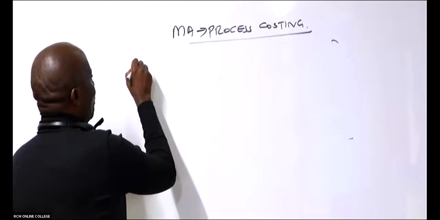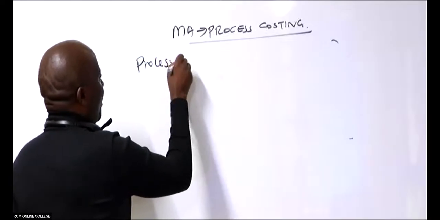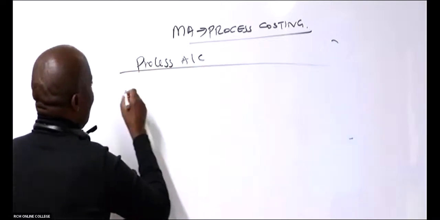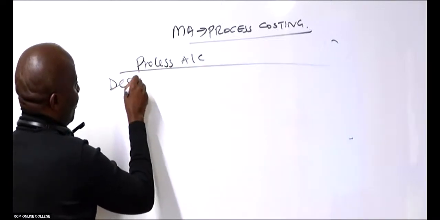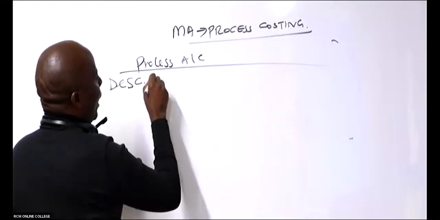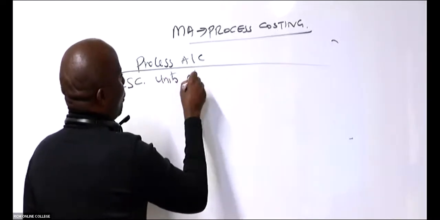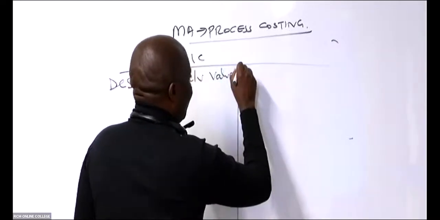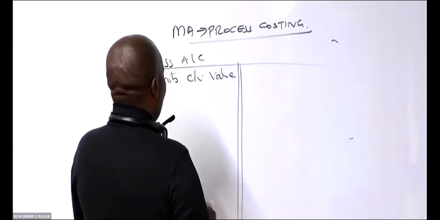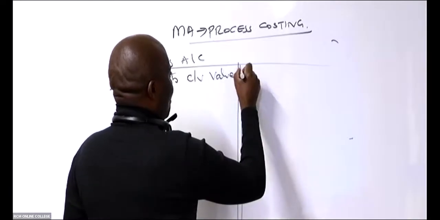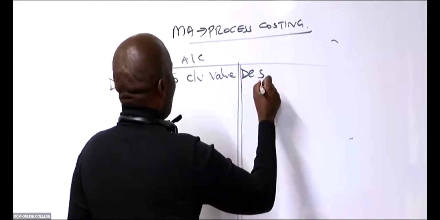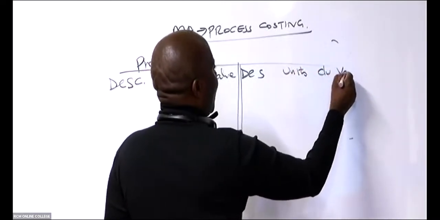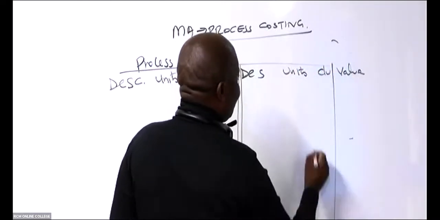So we have description, process account. We have units, cost per unit, value. You do it like this. So we have description, units, cost per unit, and the value.